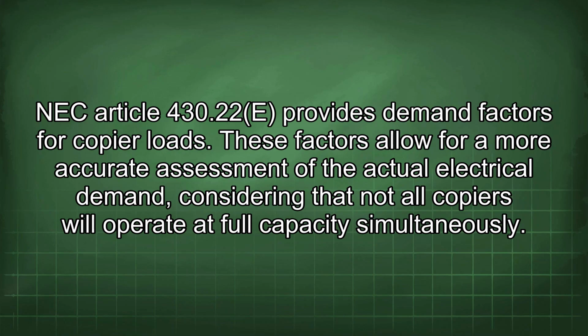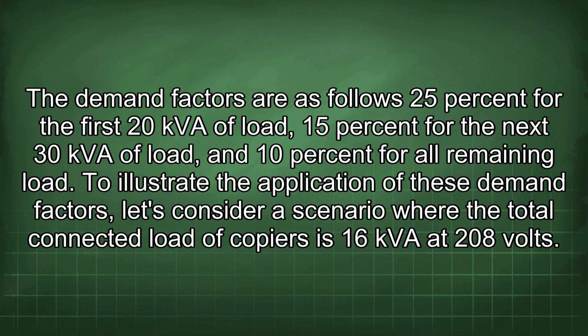NEC Article 430.22(e) provides demand factors for copier loads. These factors allow for a more accurate assessment of the actual electrical demand, considering that not all copiers will operate at full capacity simultaneously. The demand factors are as follows: 25% for the first 20 kVA of load, 15% for the next 30 kVA of load, and 10% for all remaining load.